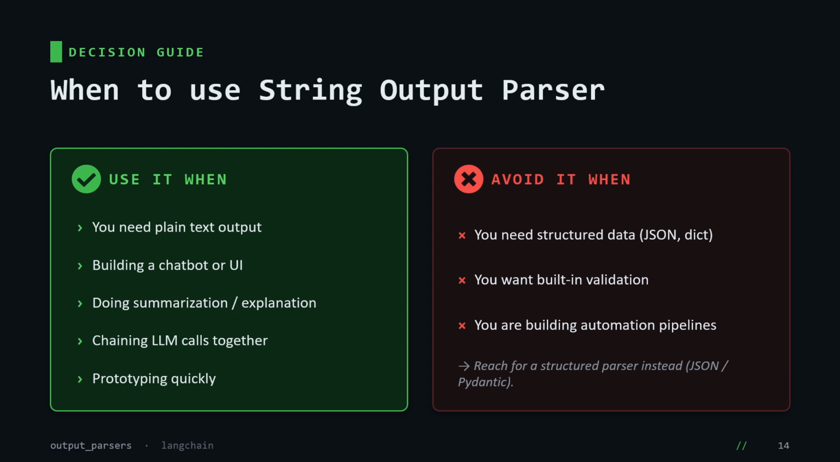That is the use of string output parser. We need to avoid string output parser when we need structured output, and when we want some built-in validation, we will avoid string output parser. And this is how we will proceed.